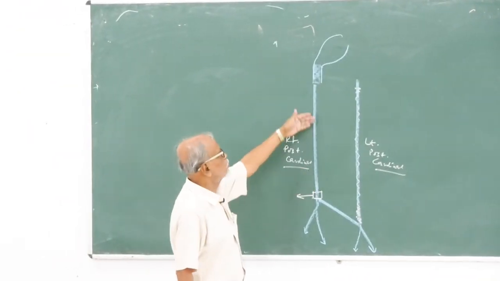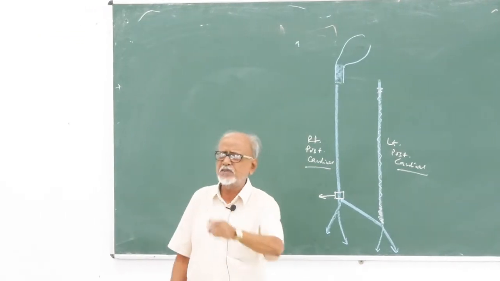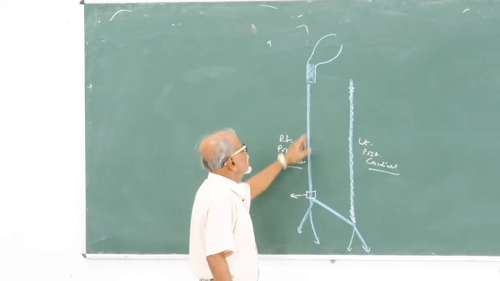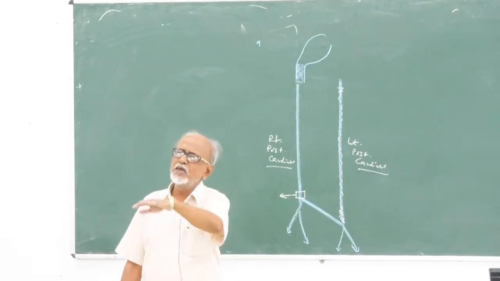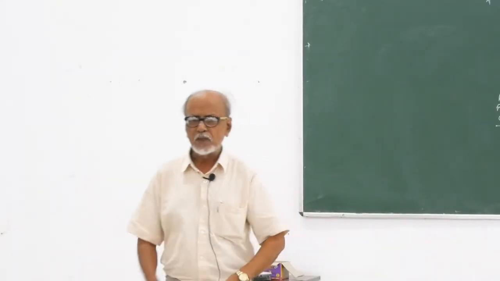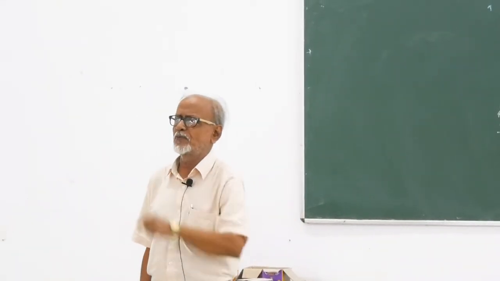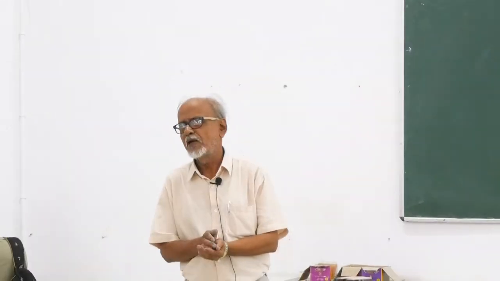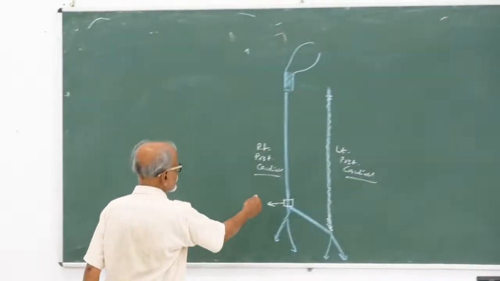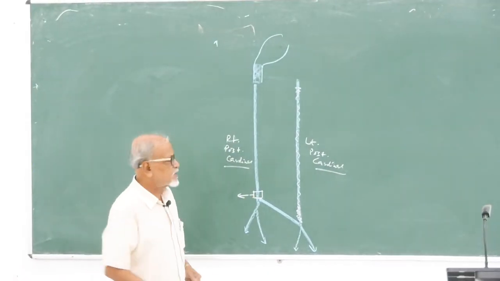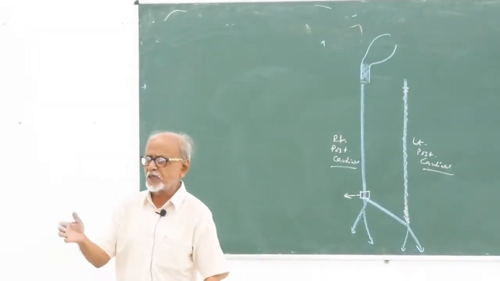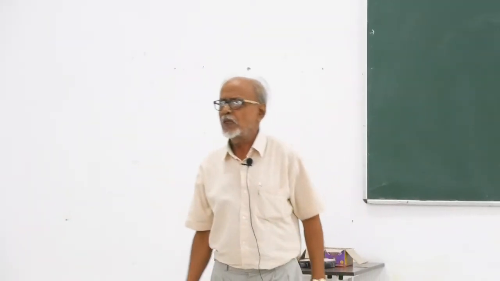Then this part of the right posterior cardinal, from here to there, it is quite obvious, will be redundant. This will serve no purpose in the embryonic body. As the embryo grows and develops, this part will be redundant. So this part is disappearing, and most of the left-sided blood is being diverted to the right.